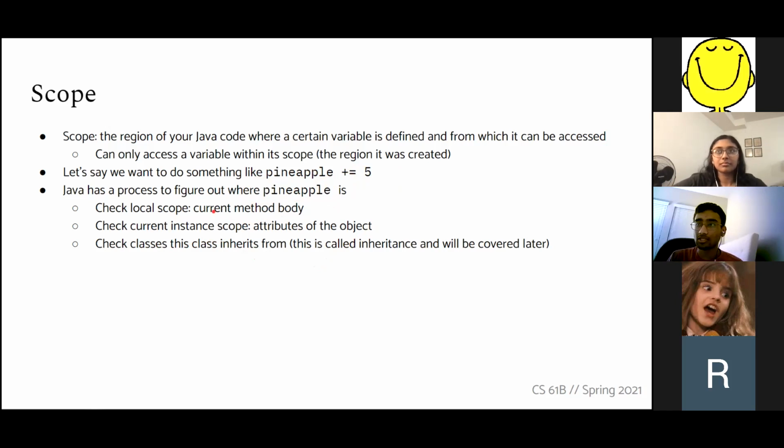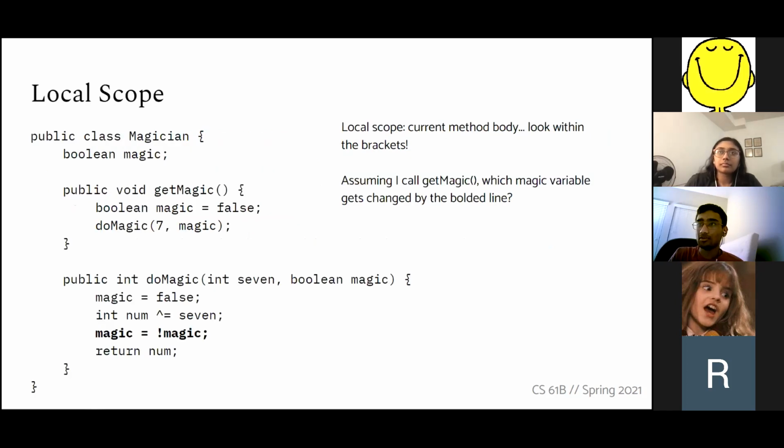First, it checks the local scope, which is the current method body, and I'll go through examples. Then the current instance scope, which are the attributes of that specific object. And then it checks classes that this class inherits from. This is called inheritance, and Todd's going to cover it, but I'll cover the first two. So first we start with local scope, which, again, is just the current method body.